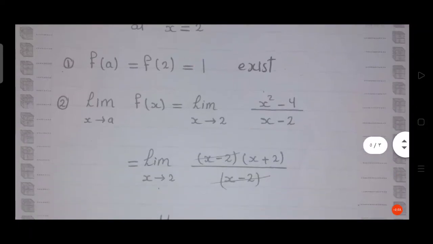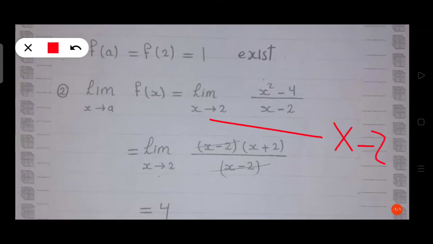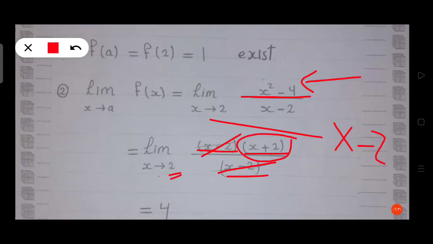Remember that we can solve it by using zero factor. Zero factor means that x minus 2 will be in the numerator and denominator. By analysis, x squared minus 4 will equal x minus 2 times x plus 2 over x minus 2. We can cancel x minus 2 with x minus 2. Now we have x plus 2 at x equal 2, which is equal 2 plus 2, which is equal 4.